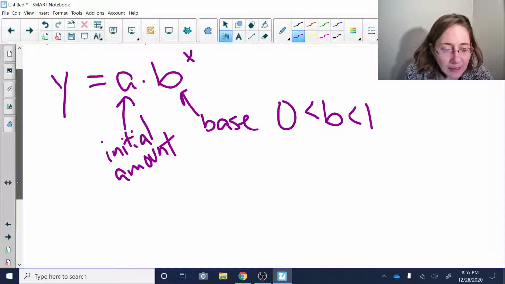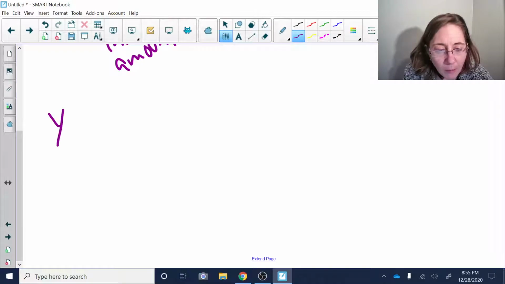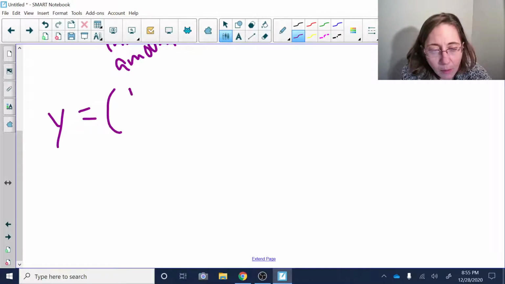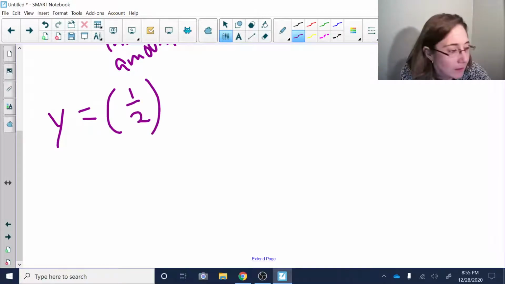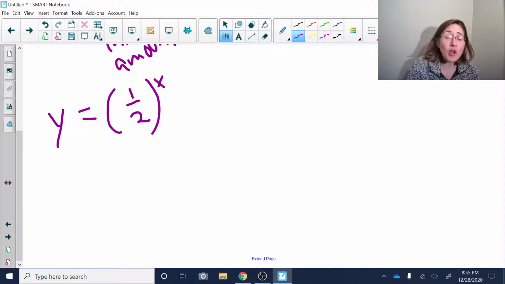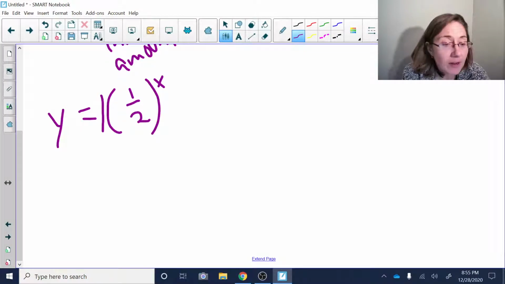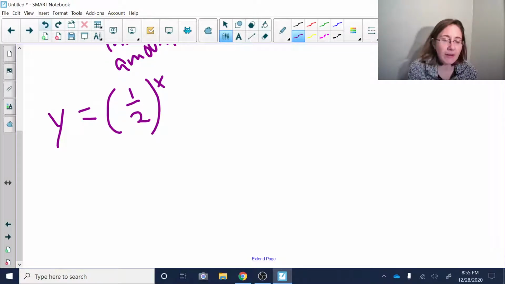Let's look at, for an example of this, y equals 1/2 to the x power. Notice my b value is between 0 and 1 because a fraction like 1/2 is in that range. You could also see decimals here between 0 and 1. The a value would just be a 1. I could put an understood 1 out front if you wanted me to. I'm just going to leave it off. I don't think we need that.